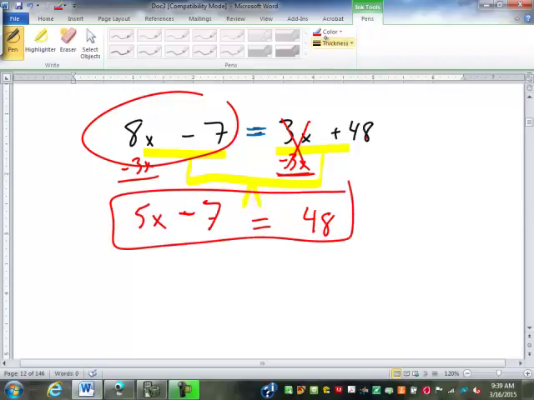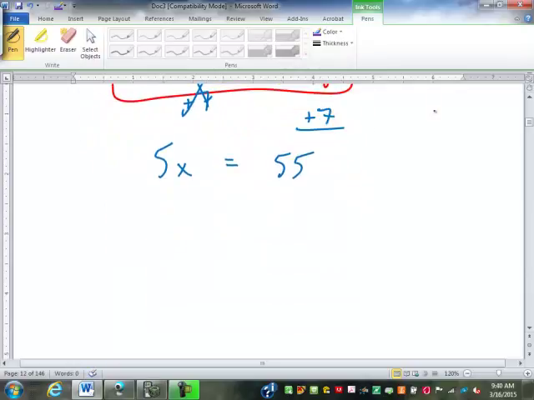So now we have an equation that we're more familiar with as far as solving. What do we do with that? Well, we add 7 because it's a negative 7 or minus 7, so we're going to add 7. Leaves us with 5x here. We're going to add 7 over here, gives us 55. And then, yep, so that's x times 5, so we're going to divide by 5. X equals 11. Look familiar? Yeah. Sort of? Okay.